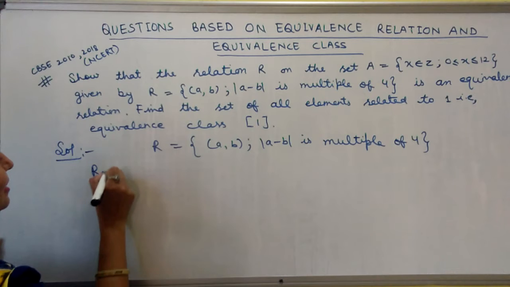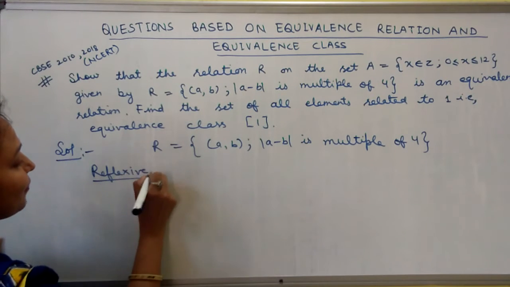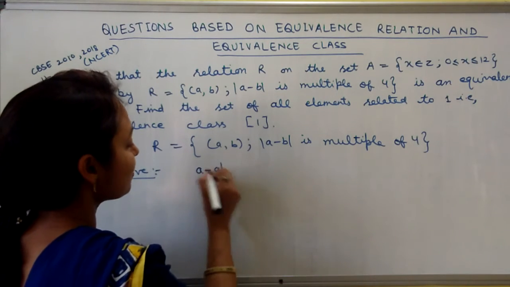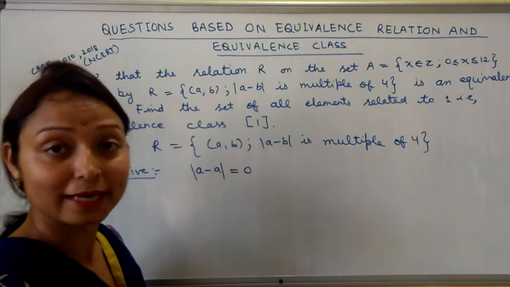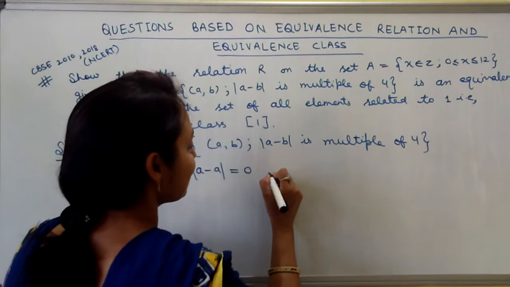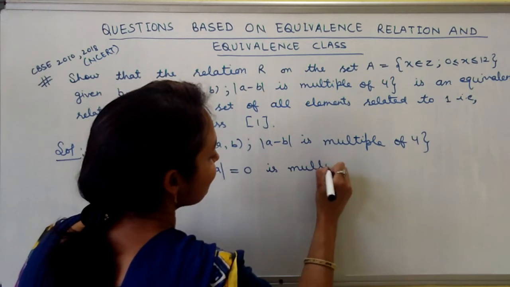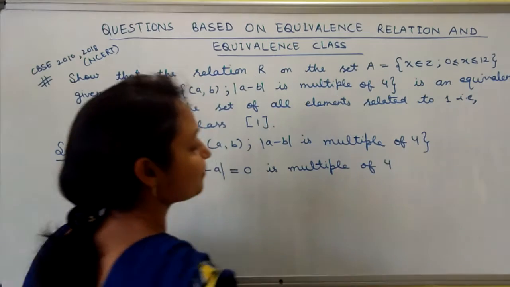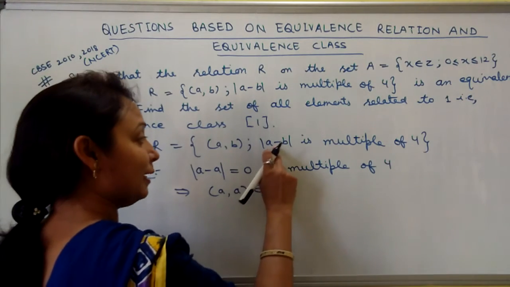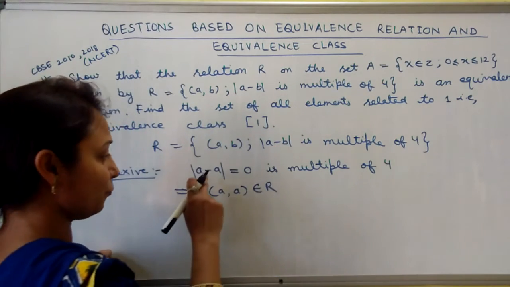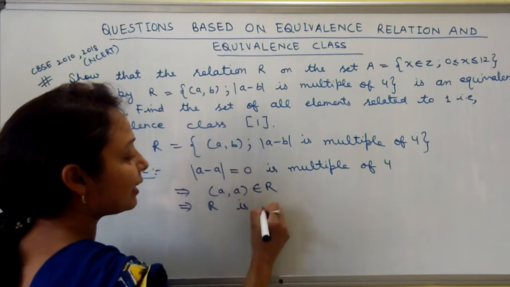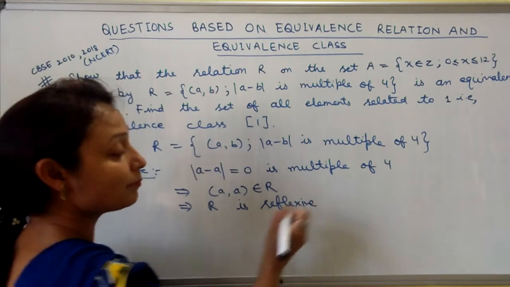First of all, for the equivalence we have to take the first relation, that is reflexive. You all know |a minus a| is equal to 0. Is it right? And 0 is a multiple of every number, that is, 0 is a multiple of 4. This implies (a, a) belongs to R, because when |a minus b| is a multiple of 4, (a, b) belongs to R. If we have a minus a, that means (a, a) belongs to R. That means R is reflexive.